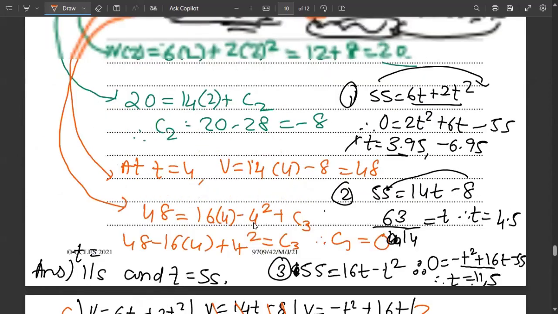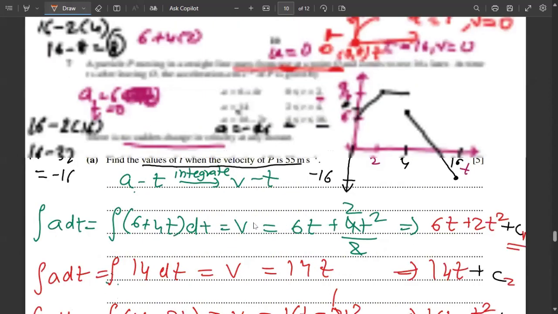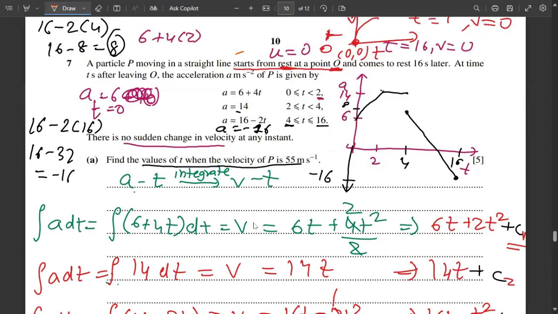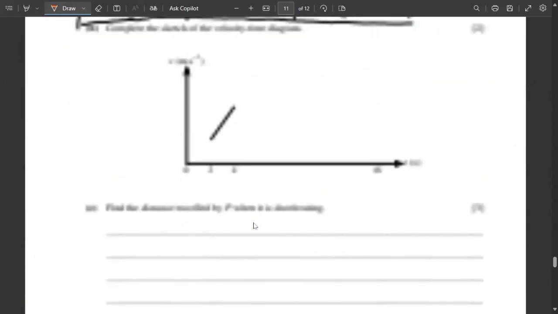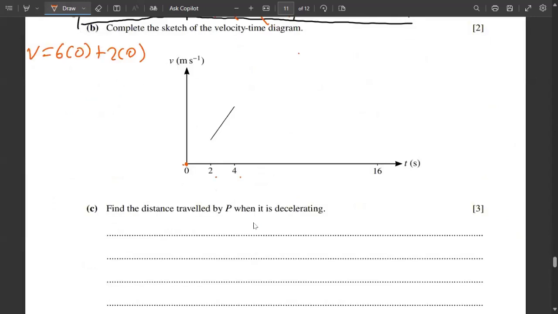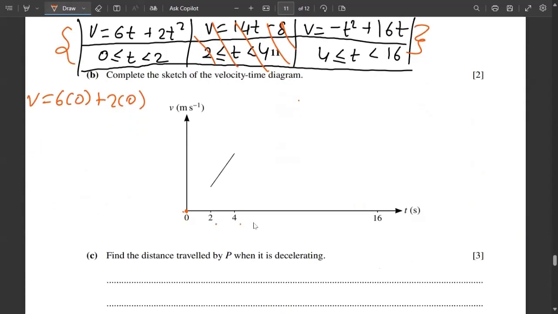Anyways, we knew this. How? Here it was written. What was written? Starts from rest. That means initially it starts from rest at point O, at the origin, starts from rest 0. We just proved it here, nothing so overwhelming. And at time 2 seconds, what will happen? v equals 6 bracket 2 plus 2 to the whole square, which is 6 2s are 12, 2 8 is 20. So that means at 2 it will reach 20.